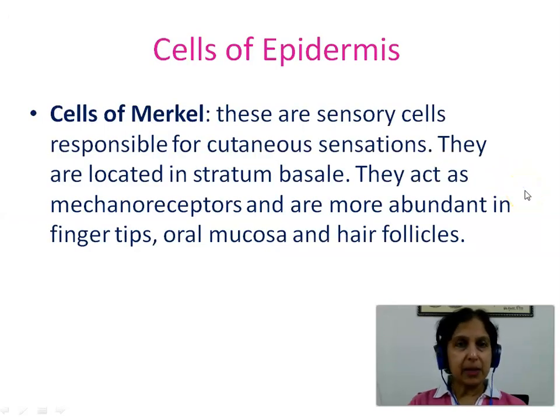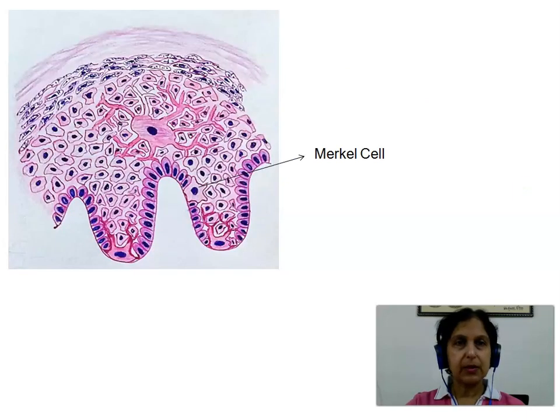And the last type of cell is the cells of Merkel. These are sensory cells responsible for cutaneous sensations. They are located in the stratum basale. They act as mechanoreceptors and are more abundant in the fingertips, in the oral mucosa and in the hair follicles. In the same picture here, in the stratum basale, we see the Merkel cell.